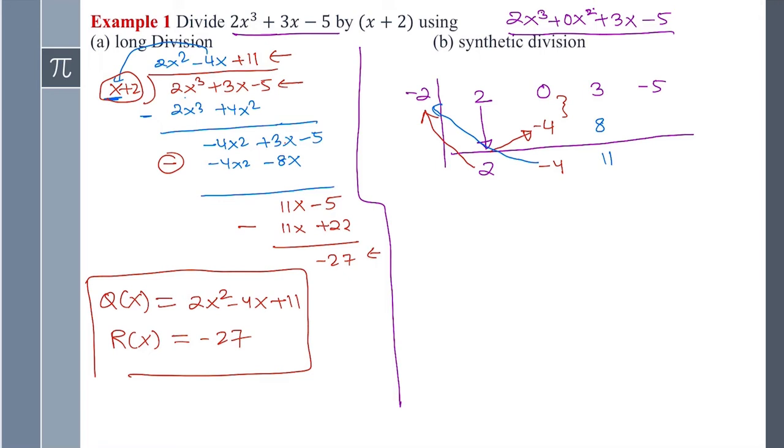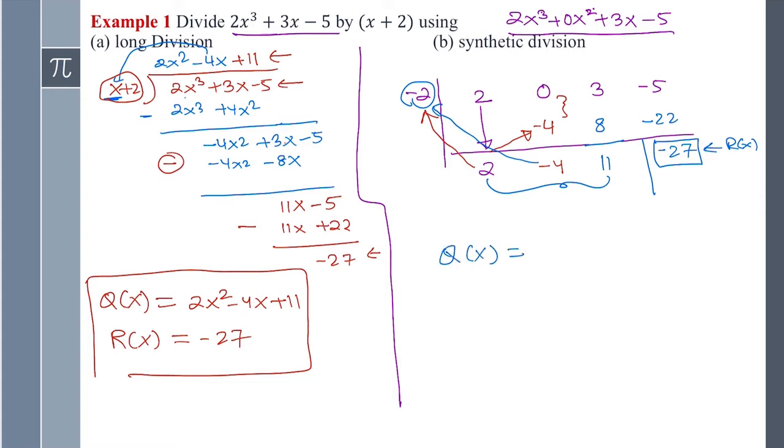Again, we do the same thing. We multiply 11 with -2. That gives us -22. And we add them, we get -27. So now once we finish that division, let me rewrite this, okay? So it's 11 here. Now once we finish the division, the last term right here is always the remainder. And this here represents the coefficients of the quotient, q of x. So this is how we are going to write q of x, okay?